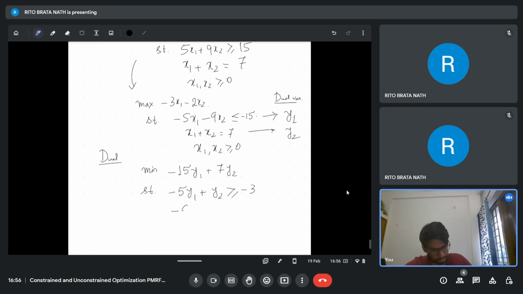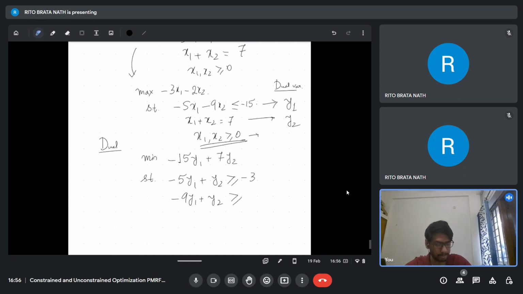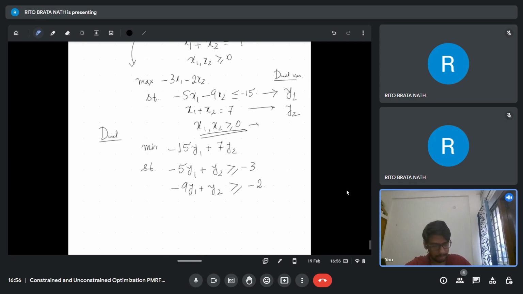The next one will be minus 9y1 plus y2. Since the corresponding variables are of greater than or equal to type, this will also be greater than or equal to, and this will be greater than or equal to minus 2. Now corresponding to y1, the constraint was less than or equal to type, so y1 is greater than or equal to 0. But corresponding to y2, the constraint was of equality type, so y2 becomes unrestricted. So that's the idea behind this conversion, right?